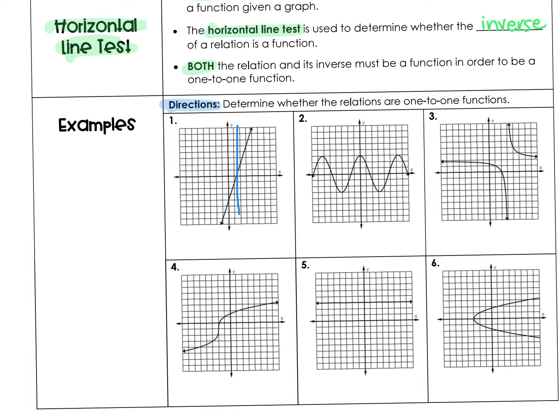So now I'm going to use the horizontal line test. I'm going to draw a horizontal line anywhere on this graph. If I draw a horizontal line, I'm only going to touch one time. So it passes the horizontal line test. That means the inverse of this relation is also a function. And that means that yes, this graph represents a one-to-one function.